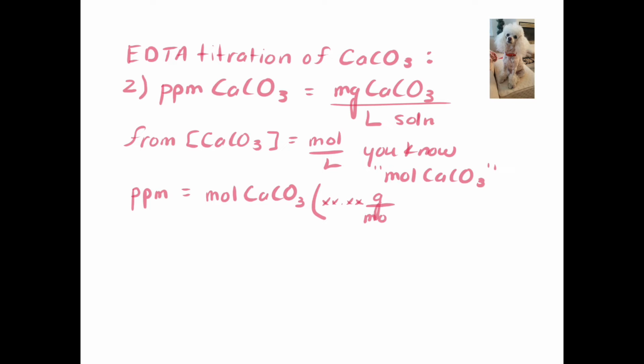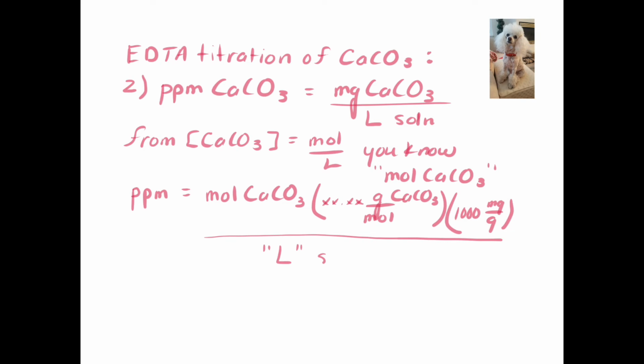That's the numerator value. The milligrams are per liter of solution. So in the denominator, you simply need the volume of solution you titrated in liters. That should be the correct calculation for the parts per million concentration of calcium carbonate in the unknown.